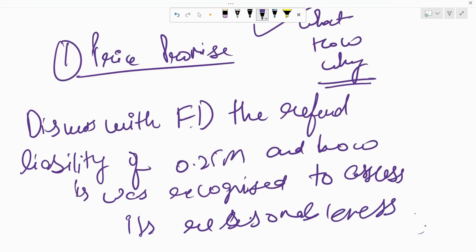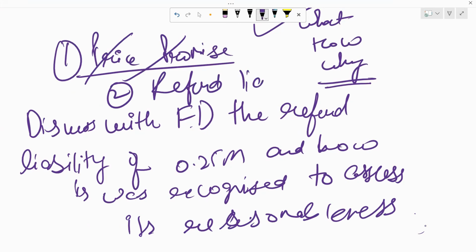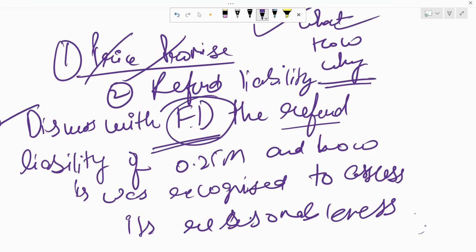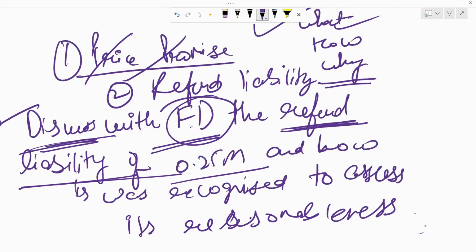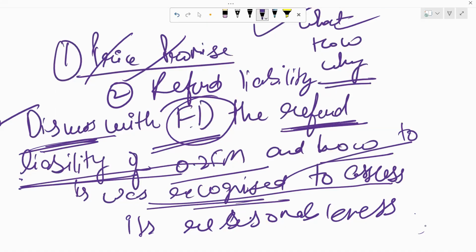So in the question, it was given about your refund liability. I'm not talking about price promise right now. Let's discuss first about the refund liability. So now my one assertion is clear, what I'm going to do: I'm going to discuss with the finance director the refund liability of this. How I'm going to do so is through discussion about the refund liability and how it was recognized in the financial statements. You can also add financial statements.